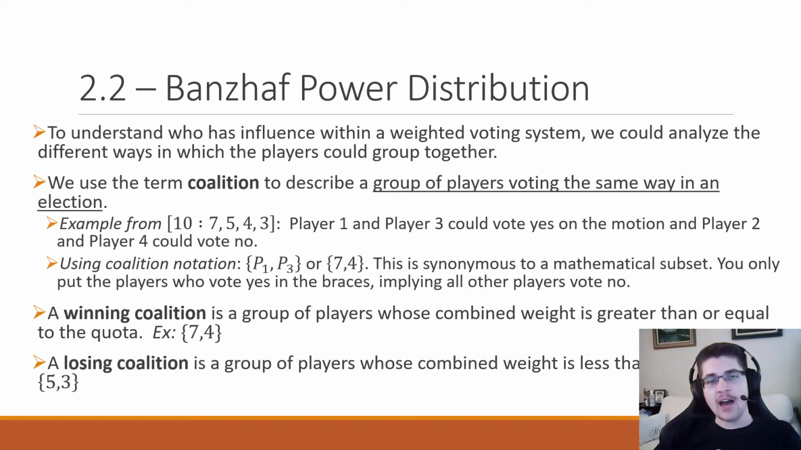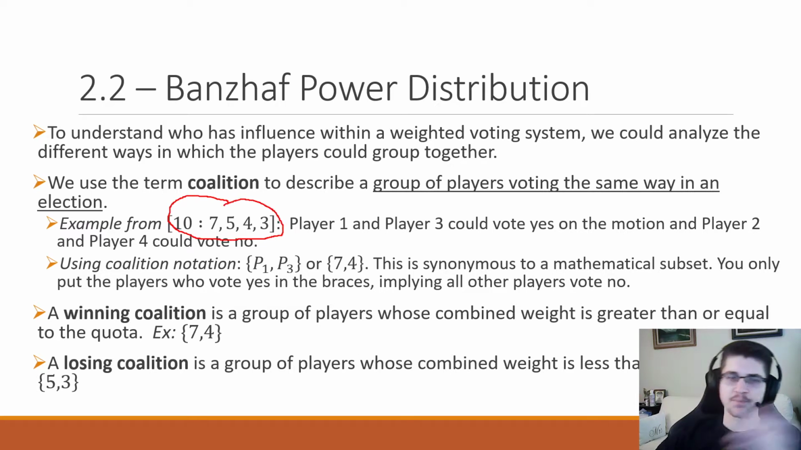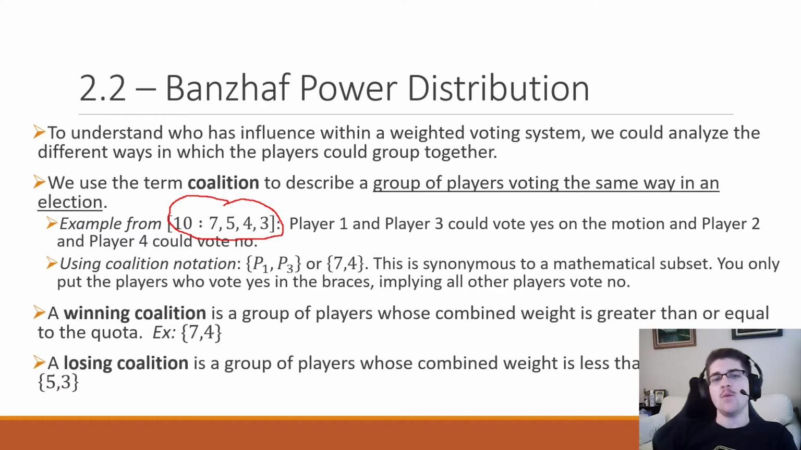But basically, how do we determine the power of a weighted voting system? The method that it's done is looking at what different groups can form in that system, and how does that affect the outcome, like whether the motion is passed or failed. So, returning to the same example where we have four players with weights 7, 5, 4, and 3, and the quota is set to be 10, we could imagine the different groups in which those players could vote the same way. And that's the idea of a coalition. It's a group of players voting the same way.